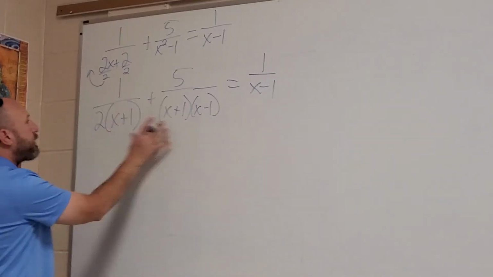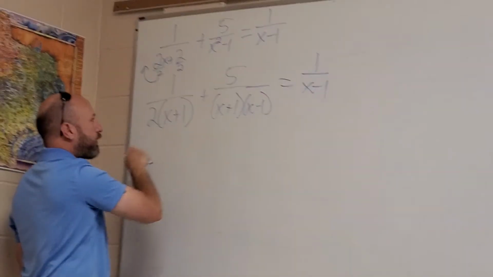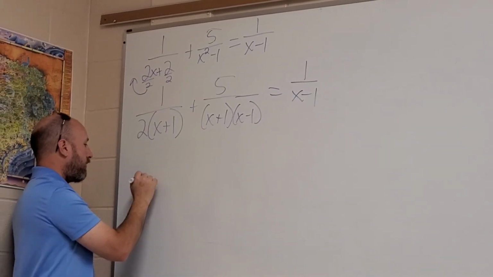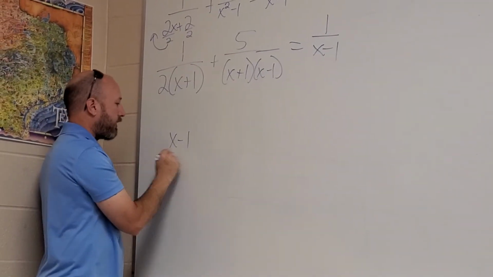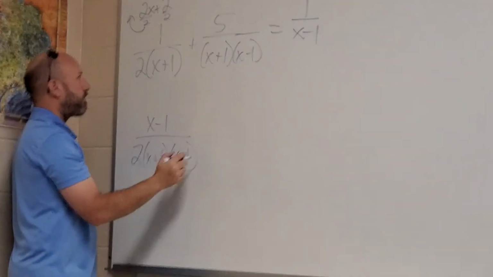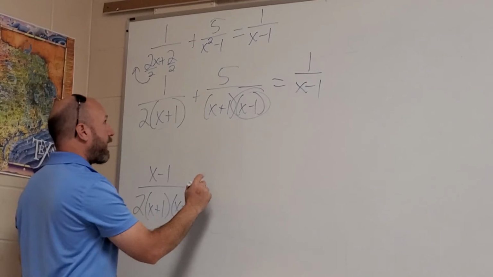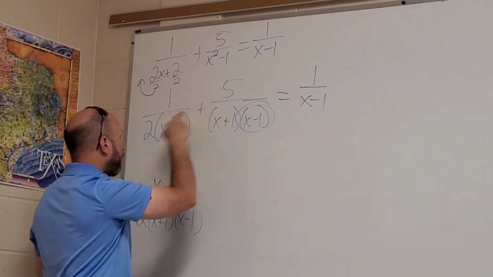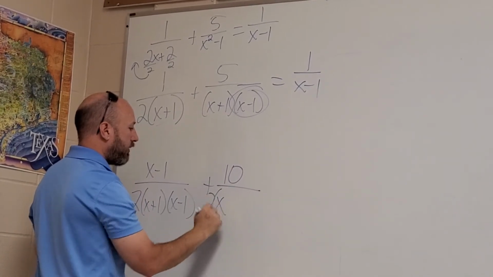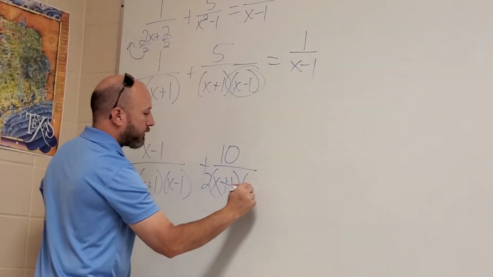So, in order to add these two up, this one is missing an x minus 1, and this one's missing a 2. So I'm going to multiply the first one by x minus 1 over x minus 1. So x minus 1 times 1 is just x minus 1 over 2, x plus 1, x minus 1. This whole thing times that. All right, the second one just gets multiplied by 2. So that's 5 times 2, which is 10 over 2x plus 1, x minus 1.